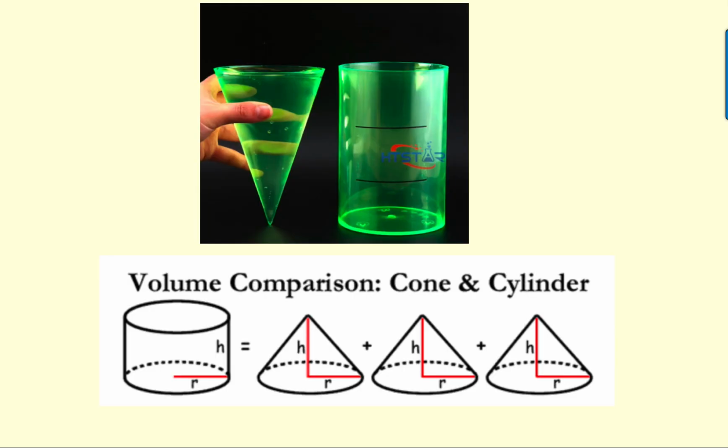Let's take a look at, again, the comparison between a cone and a cylinder with the same base and the same height. You can see that it'll take 3 cones to make one cylinder. So a cone is going to have exactly a third of the volume.